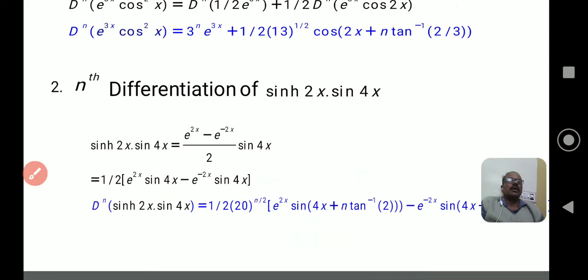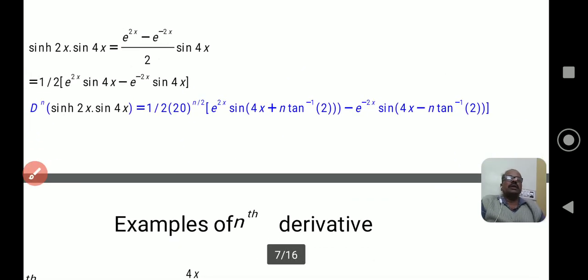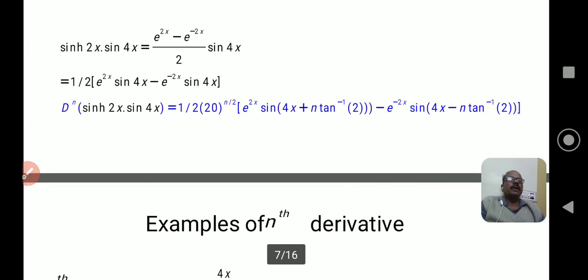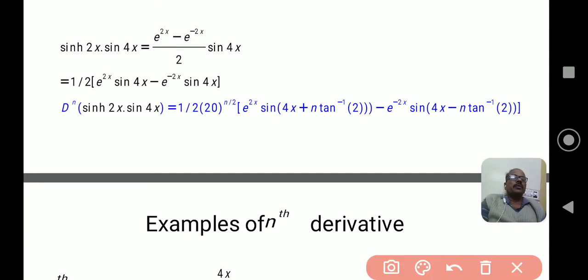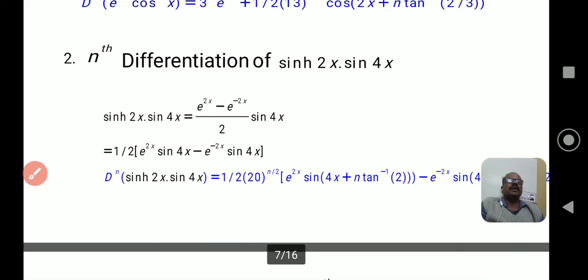I have written here the next term, e power minus 2x. We can take e power minus 2x here, with 1 by 2 already outside. Again we take the same result, which is also 2. I have written a common term, sin(4x minus n pi by 2), which is nothing but 4 by minus 2, and finally we can write it as minus times of. This is the simplest way we can apply the formula for nth differentiation.